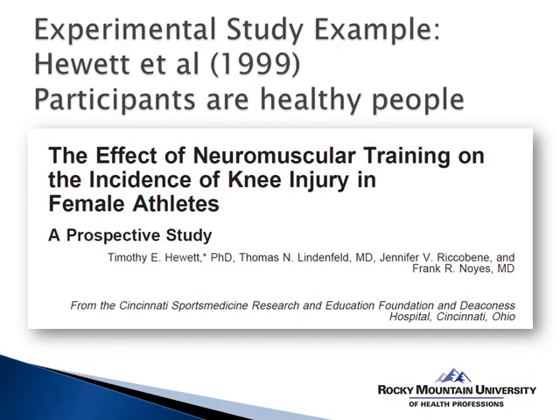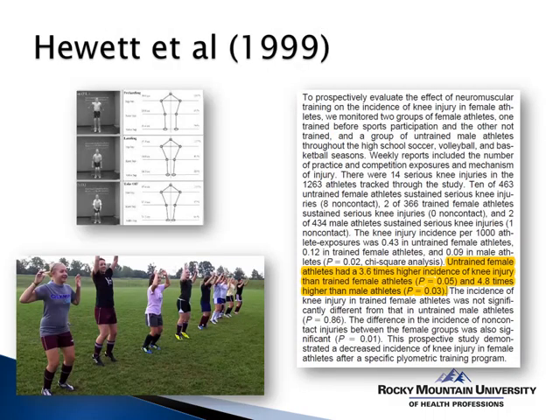So there were three groups. The randomization occurred in the two groups of females. There was a group of females who received the intervention, which was the neuromuscular training program. And then there was the other group of female athletes who just trained per usual. And then finally, there were male athletes, and they just trained per usual. They did not participate in the neuromuscular training program. So what did they find?